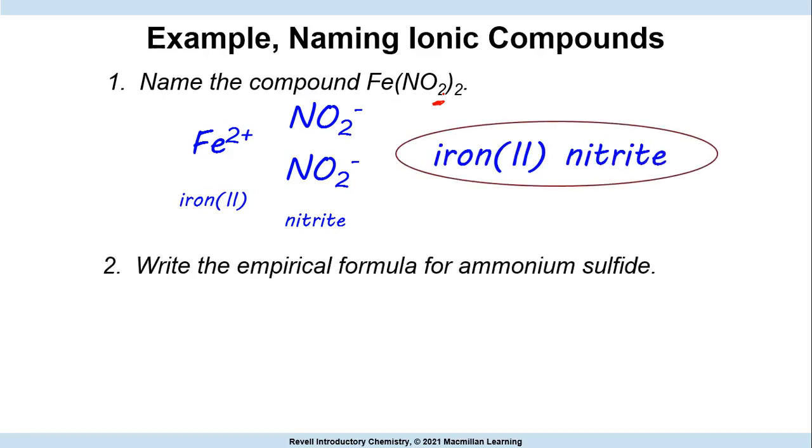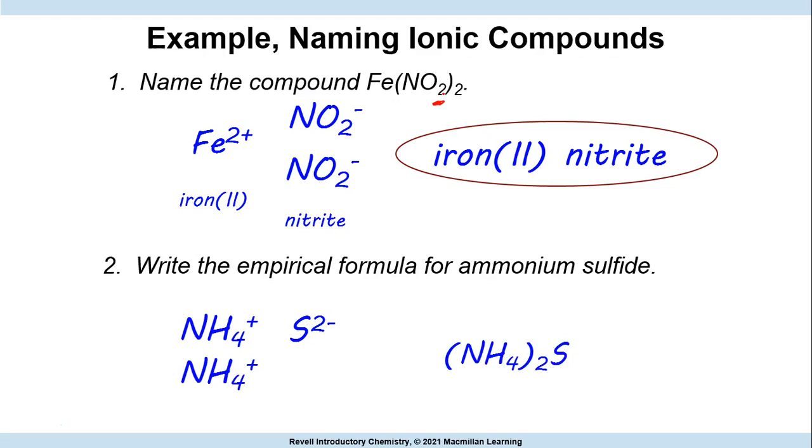Write the empirical formula for ammonium sulfide. So we said the empirical formula shows us the lowest whole number ratio. Here we have the ammonium ion. The sulfide has a charge of 2-. So for us to write the formula, how are we going to do? We must balance the charge. So this means that we are going to need 2 of the ammonium and 1 of the sulfide. And that gives us a formula of (NH4)2S, the 2 outside the bracket affecting everything inside, then the sulfide. So that name is ammonium sulfide.